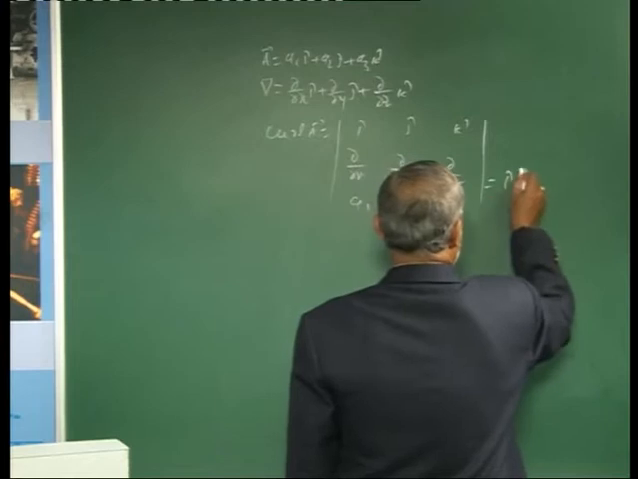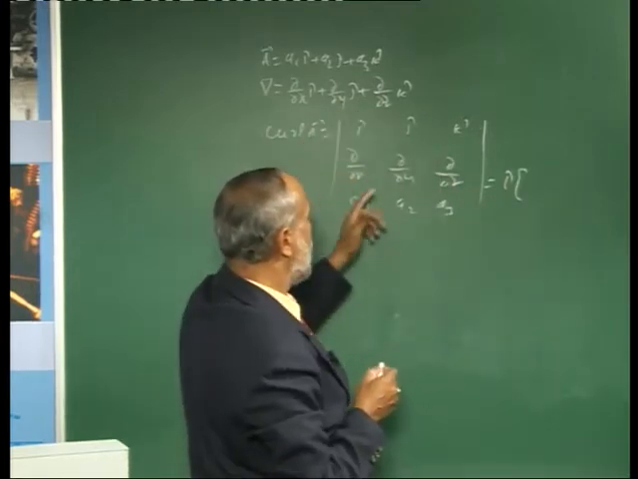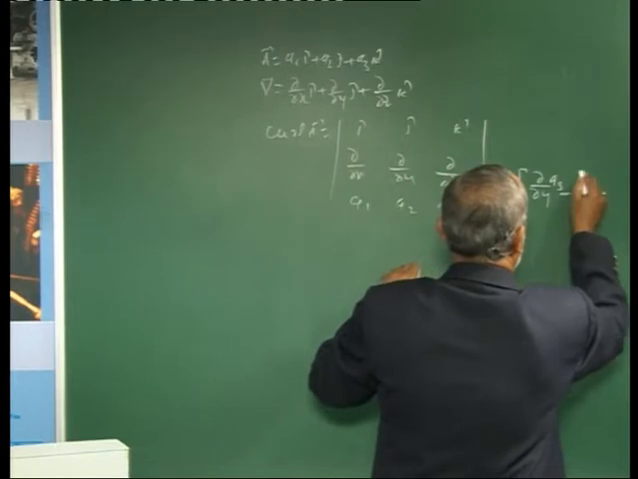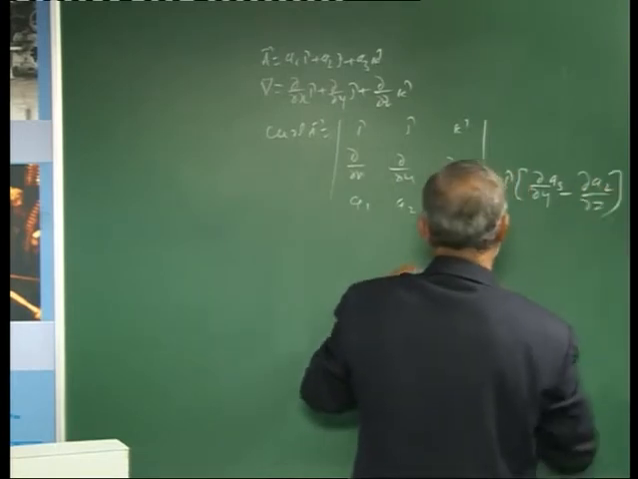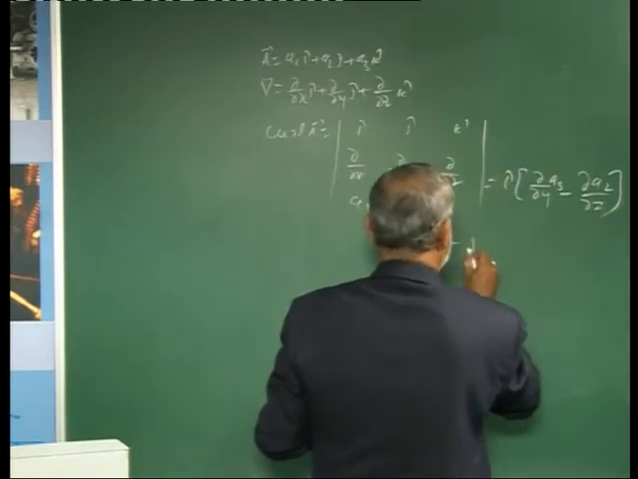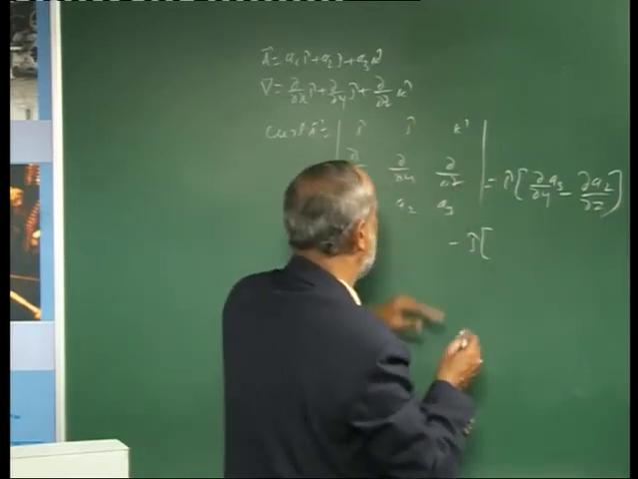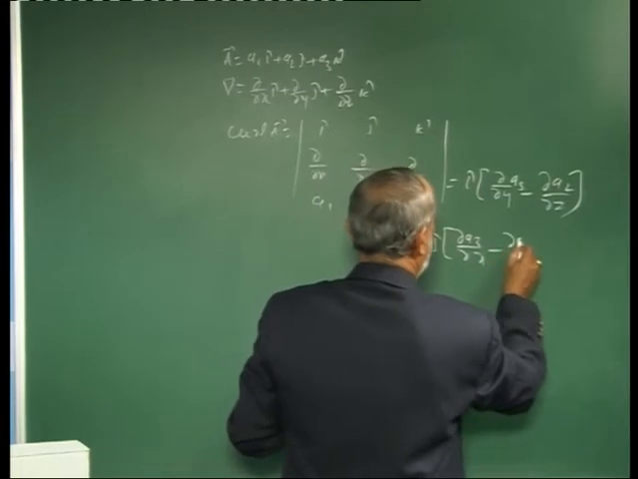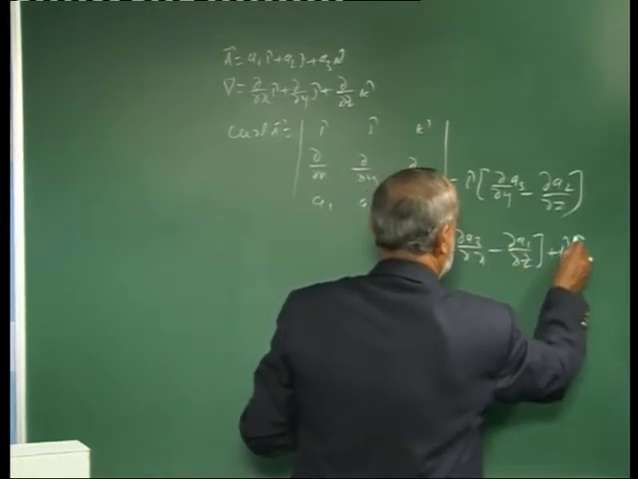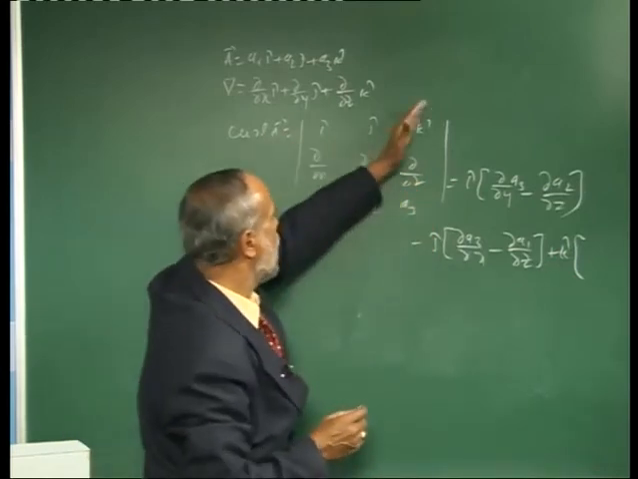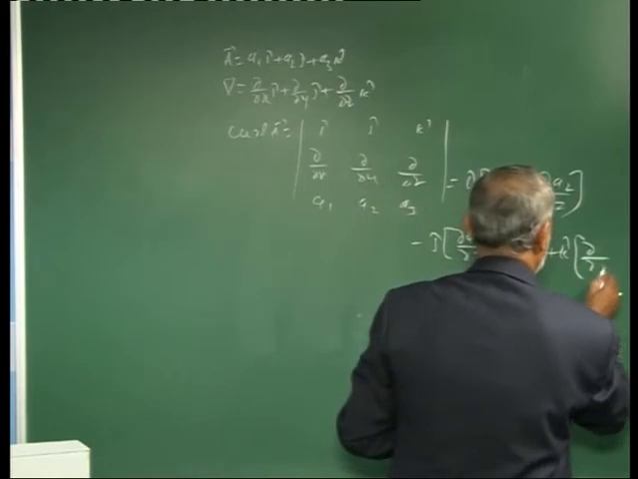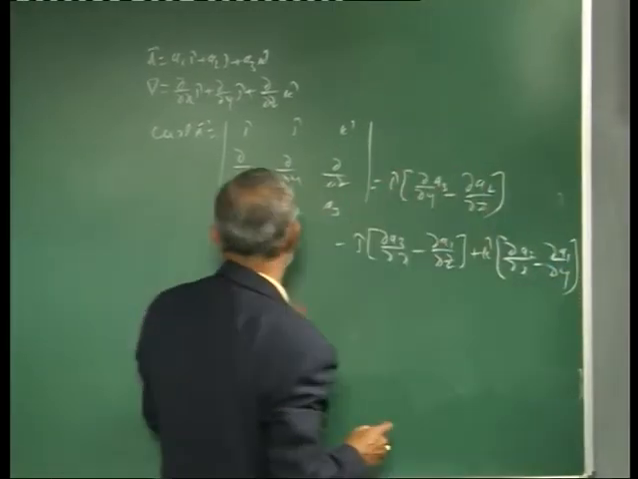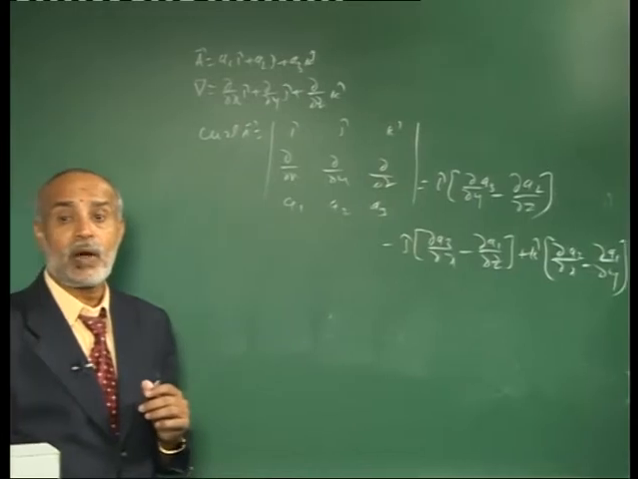This equals i vector, you can leave the first row and first column, ∂A3/∂y minus ∂A2/∂z, minus j vector, you can leave the first row and second column, ∂A3/∂x minus ∂A1/∂z, plus k vector, you can leave the first row and third column, ∂A2/∂x minus ∂A1/∂y. This is curl of A vector.